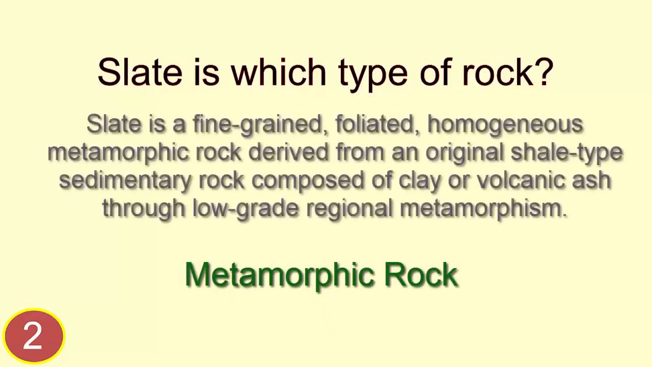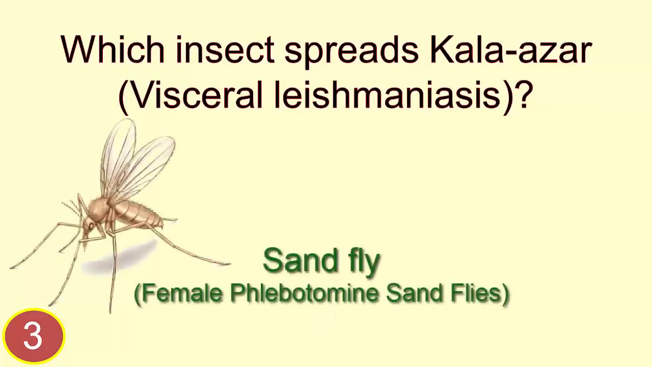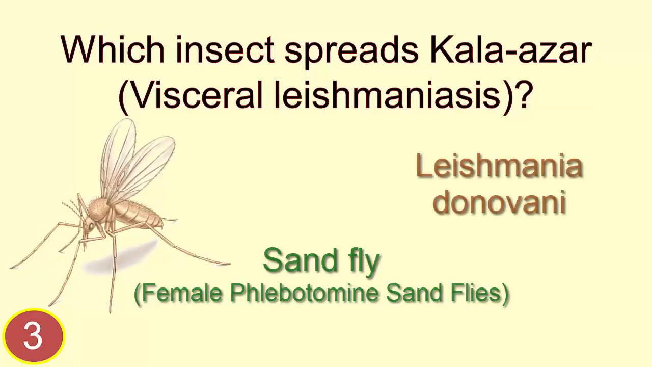Metamorphic rock. Slate is a fine-grained, foliated, homogeneous metamorphic rock derived from an original shale-type sedimentary rock composed of clay or volcanic ash through low-grade regional metamorphism. Which insect spreads Kala Azar? Answer is sandfly. Kala Azar is an infection by the parasite called Leishmania donovani.